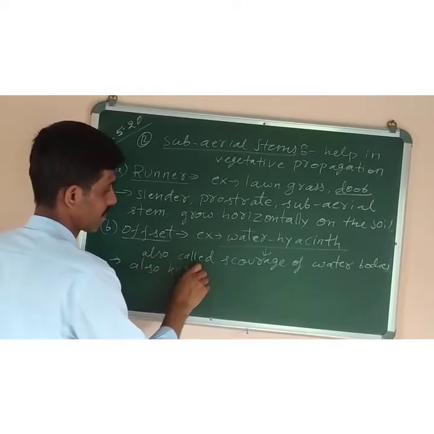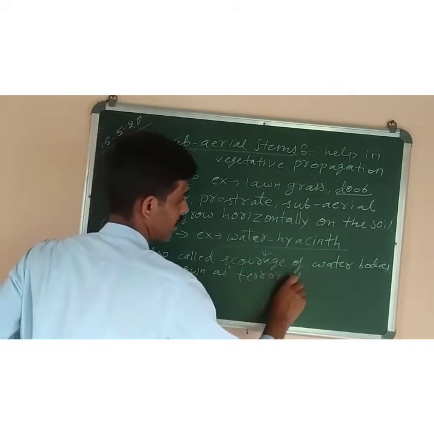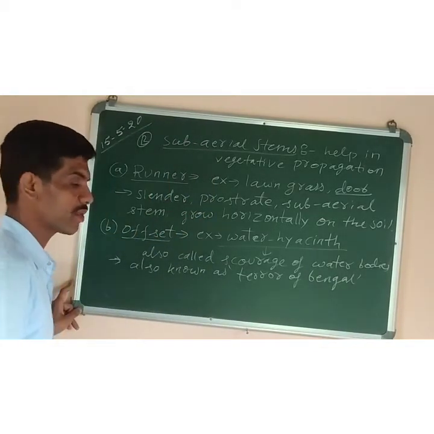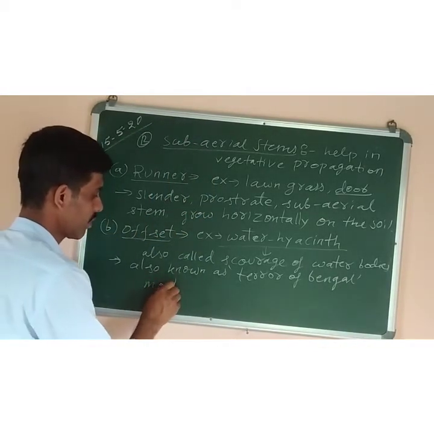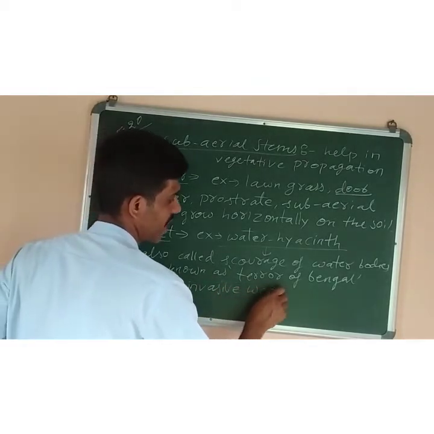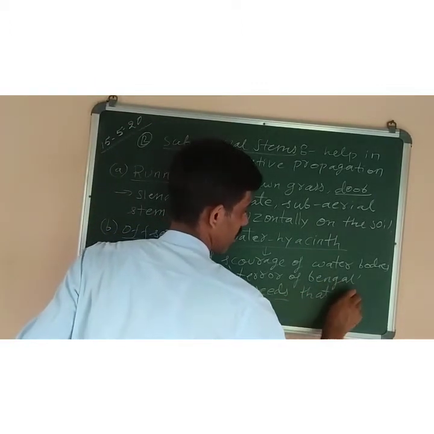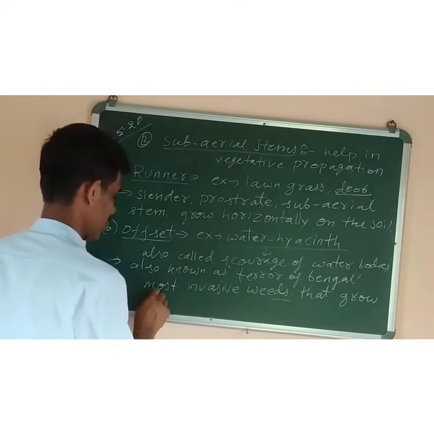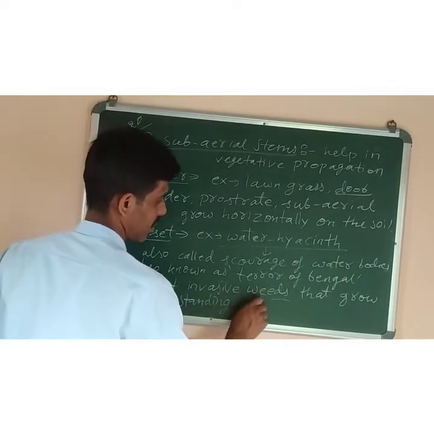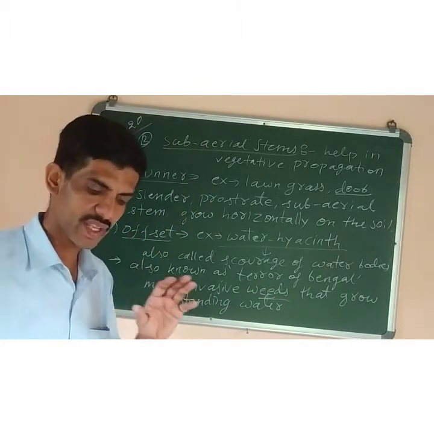Also known as T-E-R-R-O-R, terror of Bengal. Why is it called so? Because it is one of the most invasive weeds. Weed, you know, means unwanted plants that grow in the standing water of most of the water bodies. So it is found growing whenever there is standing water.